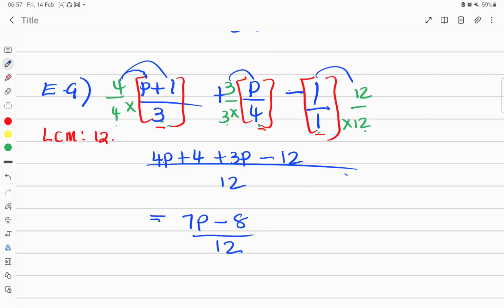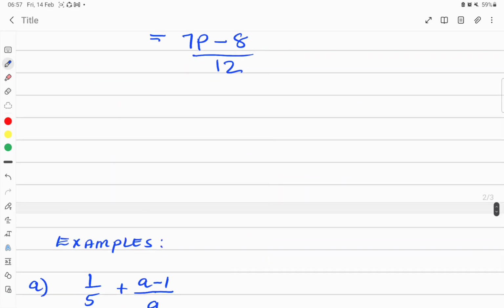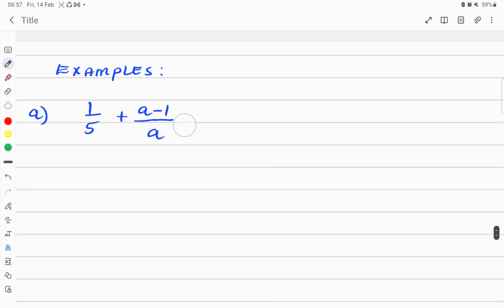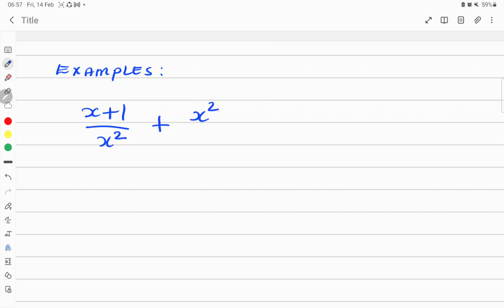I'm going to do another example. Let's look at this one. x plus 1 over x squared plus x squared minus 1 over x cubed minus 2 over x.